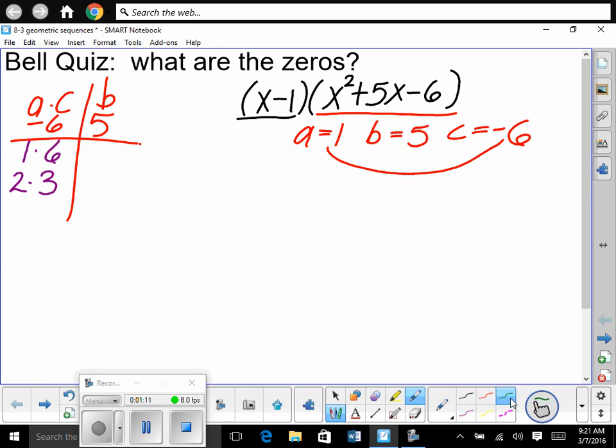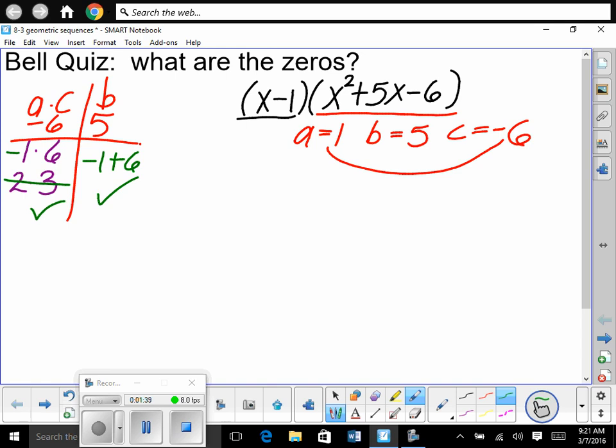So first of all, could 2 and 3 add up to be positive 5? Yeah, but that doesn't multiply to be negative 6, right? So there's no way we can make it work in both boxes here. Now 1 and 6, could they add up to be 5? Yes, but one of them would have to be negative. Which one, for this positive 5? Negative 1. Now let's check. Does negative 1 times positive 6 equal negative 6? And negative 1 plus 6 equals 5. So it works in both cases. So we can factor this.